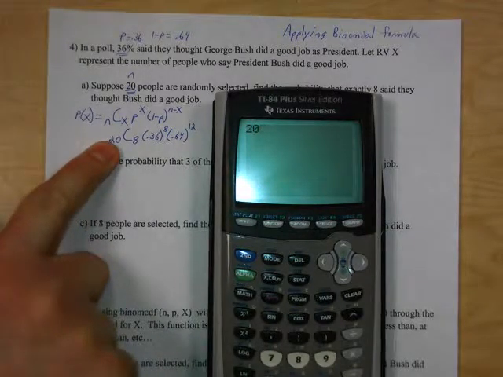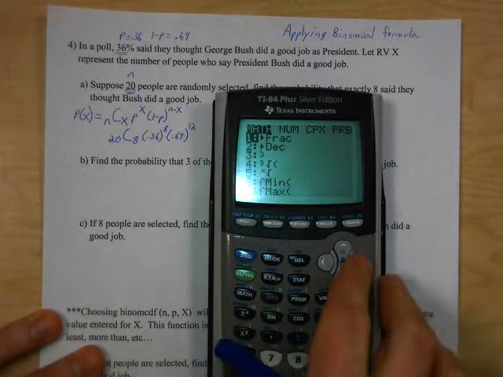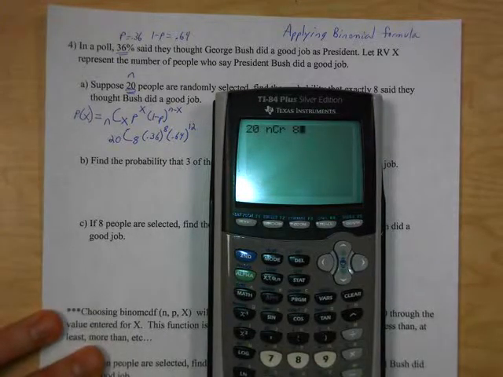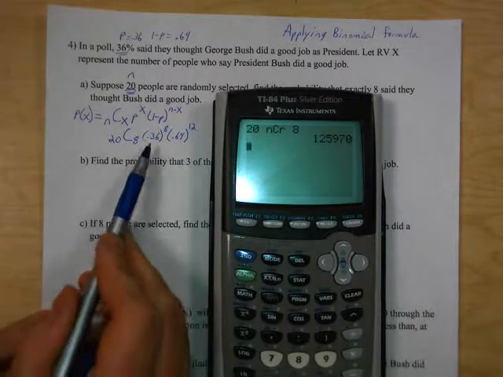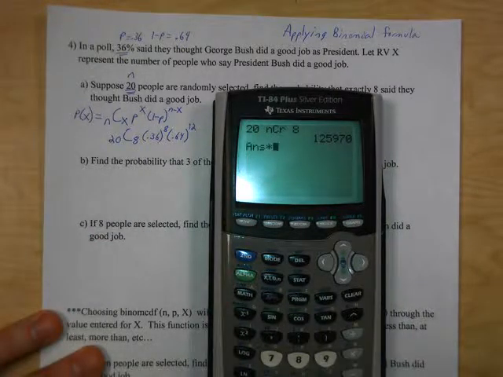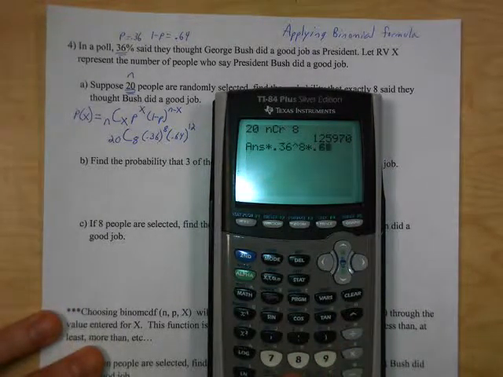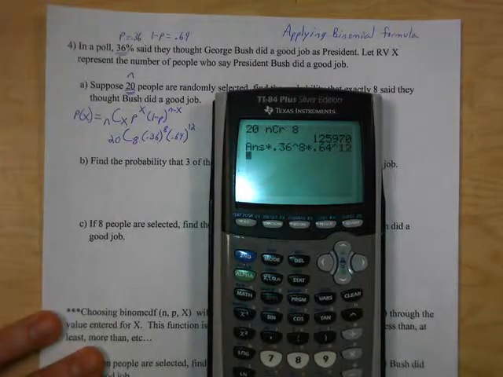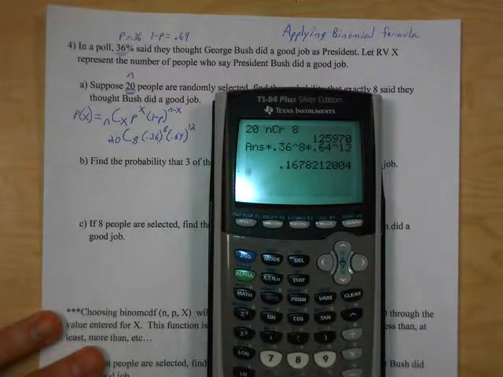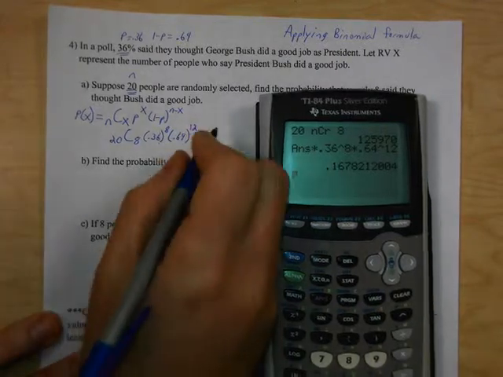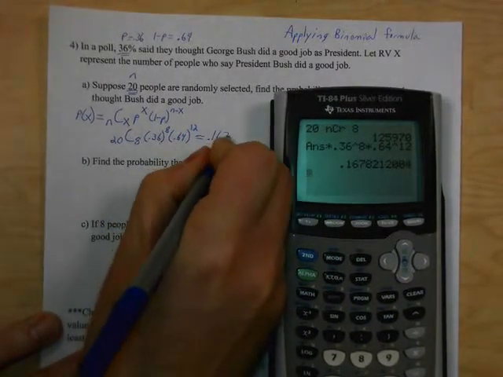So you put in 20C8. You put 20 and then go to Math over to PRB for probability and then nCr 8. So 20 nCr 8 will be 20C8 and that is 125,970. And then you want to multiply that by 0.36 to the 8th, so times 0.36 exponent 8, times 0.64 exponent 12. And that gives you 0.1678. Generally we're going to round these to 4 decimal places. So approximately 0.1678.